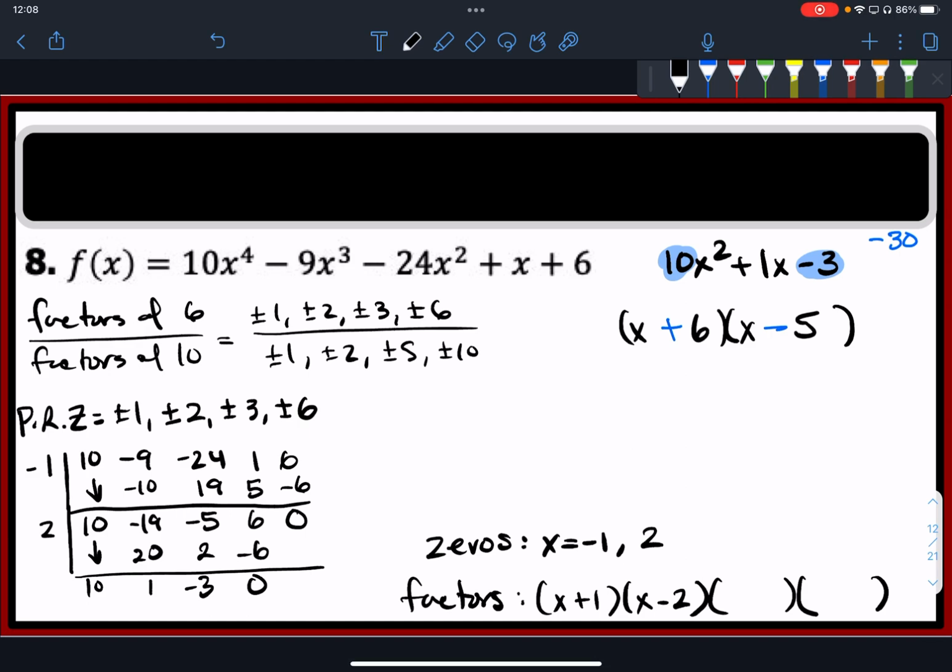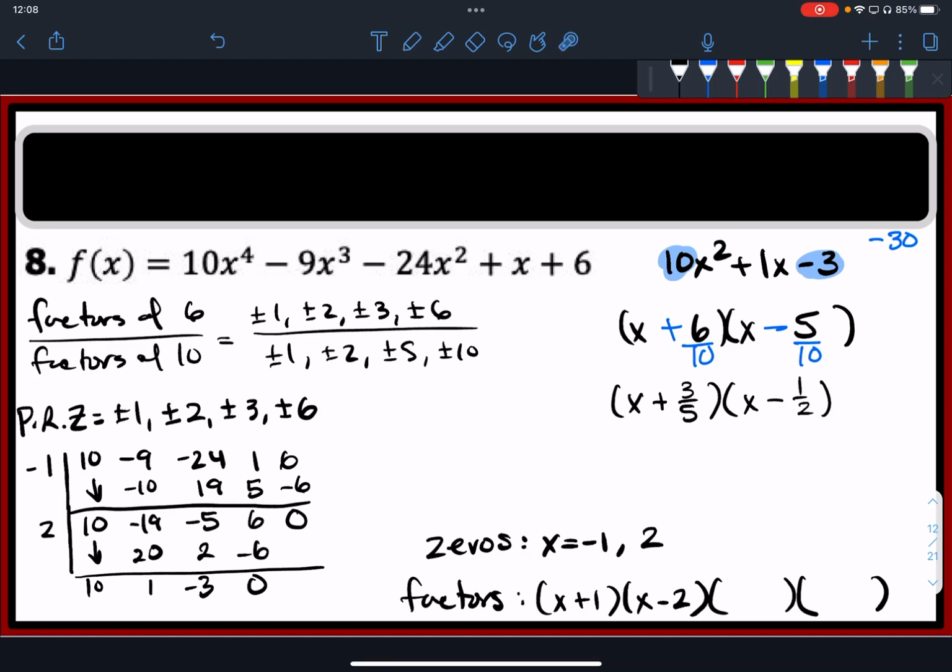Positive 6 times a negative 5 is negative 30, and then these two things add up to a positive 1. So perfect. Now, because I multiplied by 10, remember that we have to divide then by 10. So that's going to reduce the first factor to x plus 3 over 5, and this reduces the second factor to x minus 1 over 2.